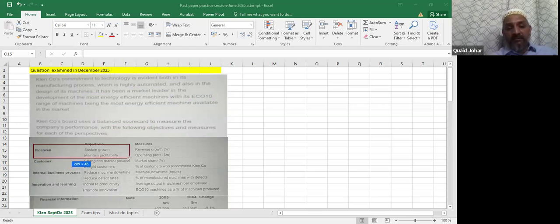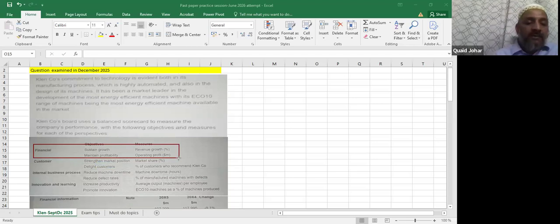Maintain profitability means that they save a lot from their revenues, right? Their cost is in control, and they earn a good profit margin. So how do they measure it? Sustained growth is measured by them through revenue growth. And then maintain profitability is one of their financial objectives, which they measure through operating profit in millions of dollars.